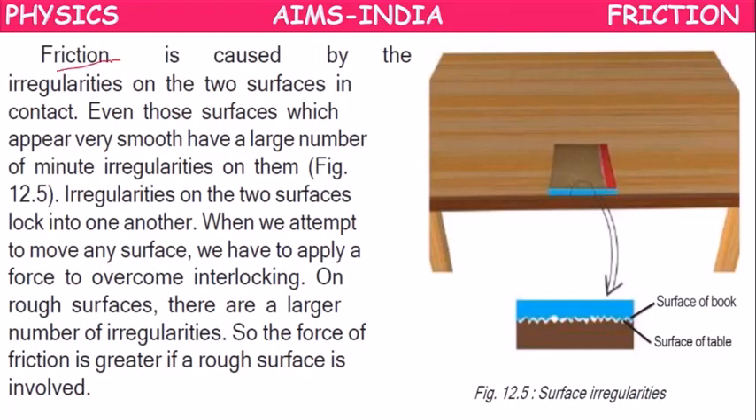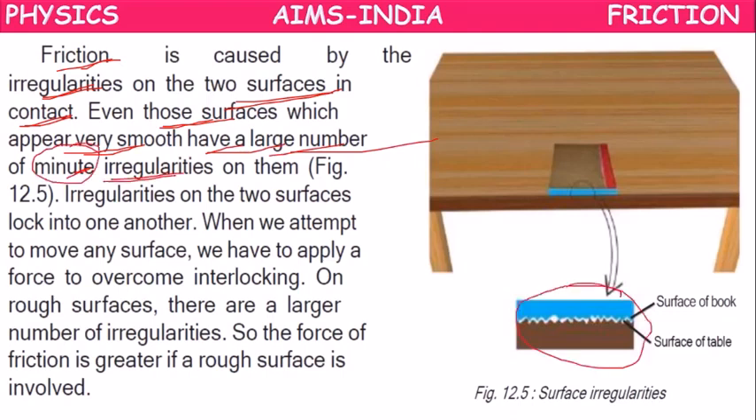Okay, children. Friction is caused by irregularities on the two surfaces in contact. Even though the surfaces appear very smooth to our naked eye, they might have a large number of minute, very small irregularities as shown in the figure. So it is a book and a table, the surface of the book and the surface of the table. Both of them look smooth, but with a microscopic view, we can observe minute irregularities.